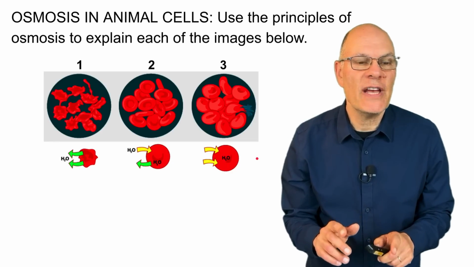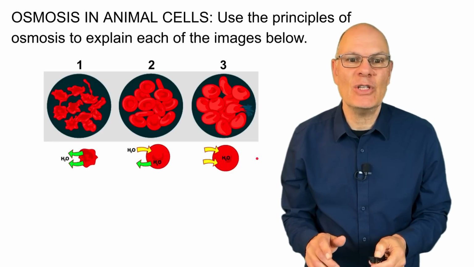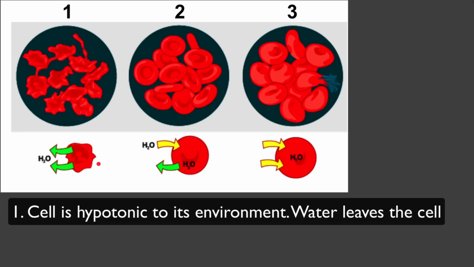Osmosis in animal cells. Use the principles of osmosis to explain each of the images below. Cell number 1. The cell is hypotonic to its environment. Water leaves the cell. Water always flows from hypotonic to hypertonic, so the cell shrivels up.